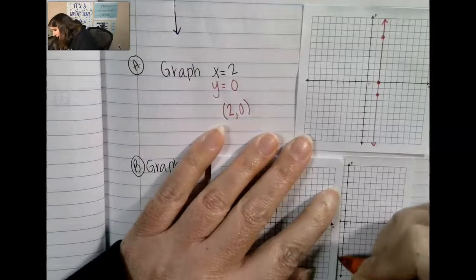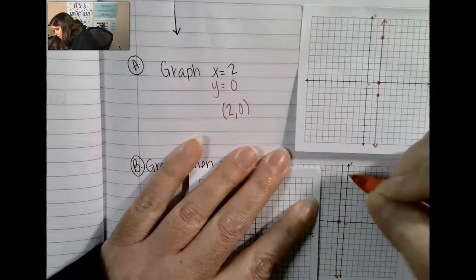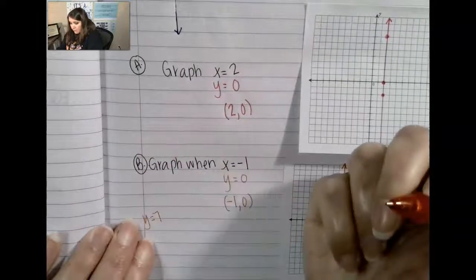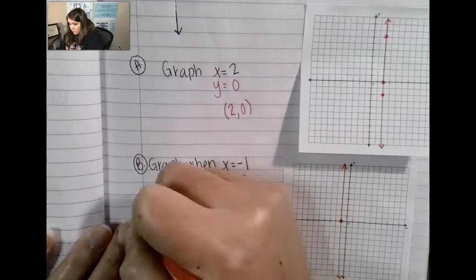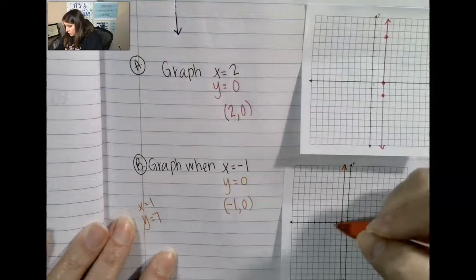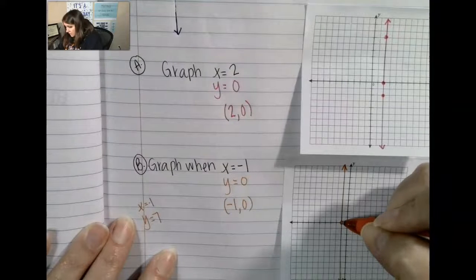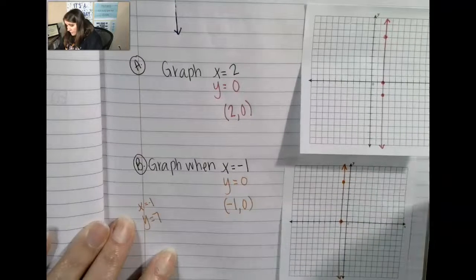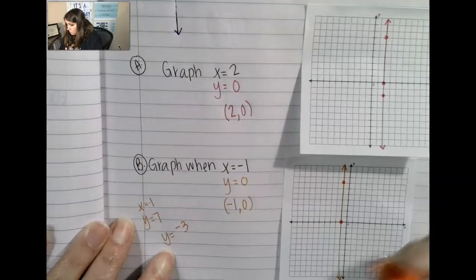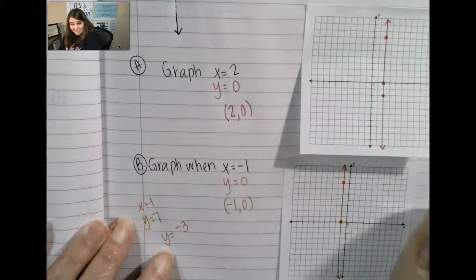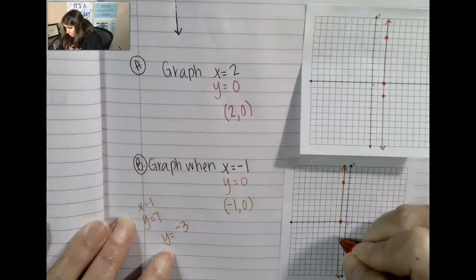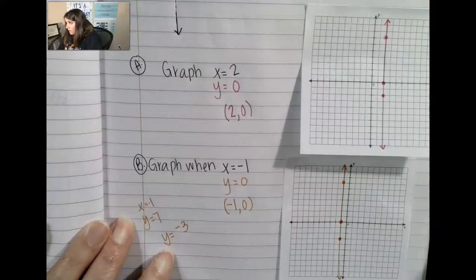Y encompasses every single value. It doesn't matter if I tell you that y equals 7. My output is still going to be x is -1. So if I go over to -1 and go to 7, I'm still there. If I tell you that y equals -3, my x value is still -1. I'm still going to fall within this line.